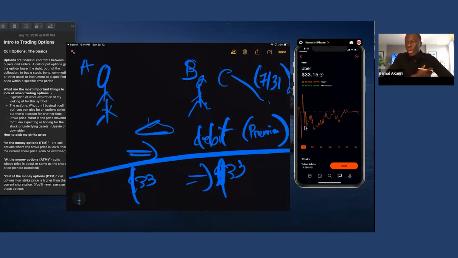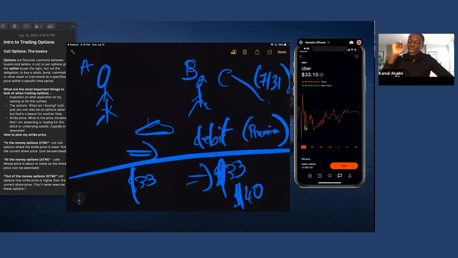So as a buyer, what am I hoping for? What I'm hoping for is that at some point in the future, before July 31st, Uber starts to trade somewhere maybe around $40. Okay? So I'm hoping that Uber starts trading maybe $40 or even more so that I can come and exercise my options. If I need to, I don't have to exercise the option.